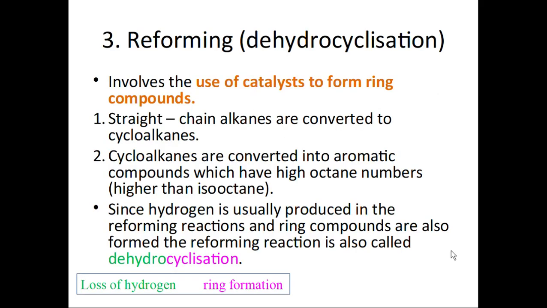So just let me scroll back down here again. What's happening, straight chain alkanes are converted to cycloalkanes. Cycloalkanes are converted into aromatic compounds which have high octane numbers. So remember, your definition for an aromatic compound is something that contains a benzene ring. So that's the end goal here. And we've kind of gone through that. Hydrogen is usually produced, so instead of reforming, sometimes it can be called dehydrocyclization. I got there eventually.